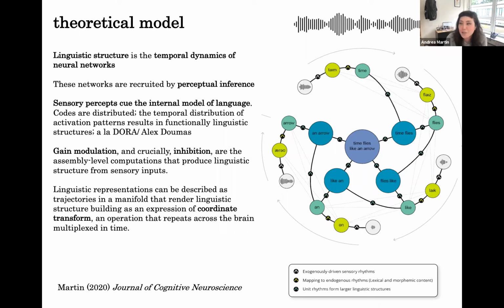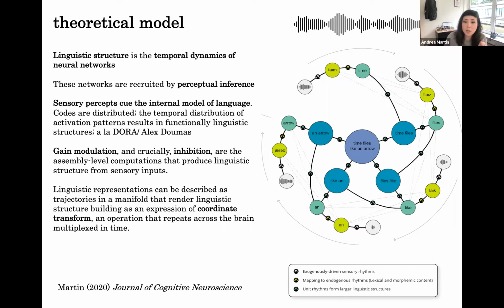manifolds. And the core claims of this version of the model are that linguistic structure arises in the temporal dynamics of neural networks and is still a form of perceptual inference. And sensory percepts cue this internal model of language. Everything in play is a distributed code. The temporal distribution of these activation patterns results in functionally linguistic structures. See also the work with Alex Dumas. And it's gain modulation and crucially inhibition.